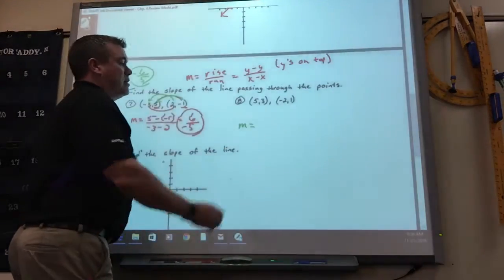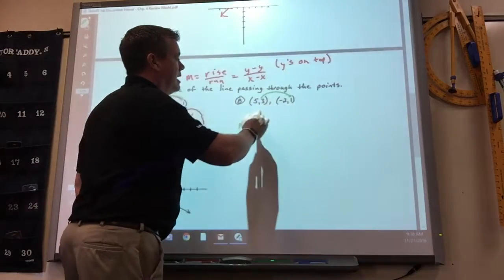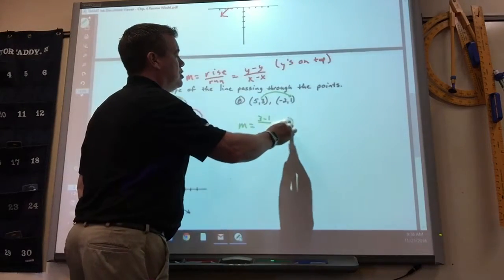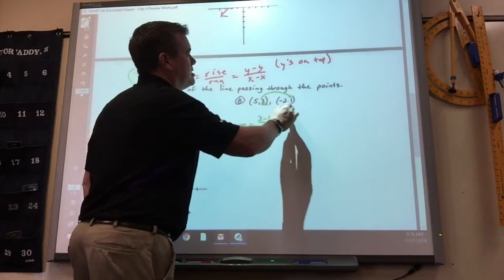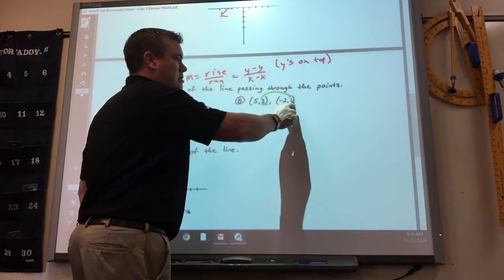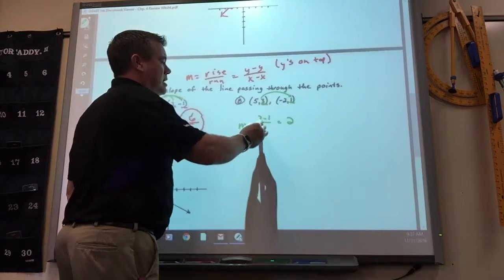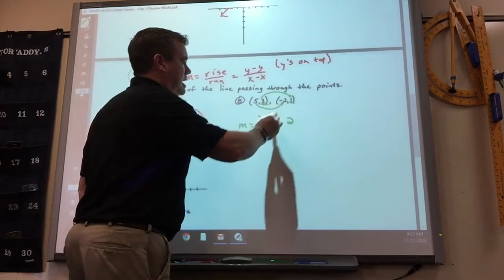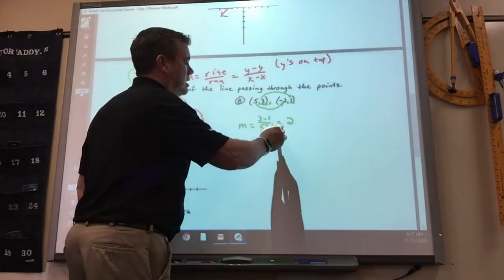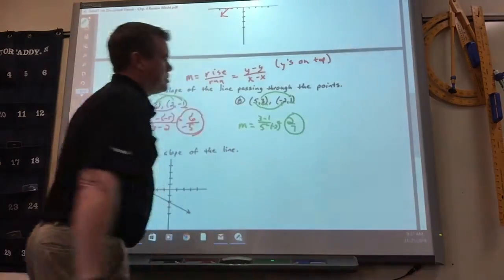So for number 8, y take away y is 2. Remember to do the second one and the second one because those are the y's. The first numbers are the x's, xy, xy. So then 5 take away negative 2 is 7. So the slope is 2/7.